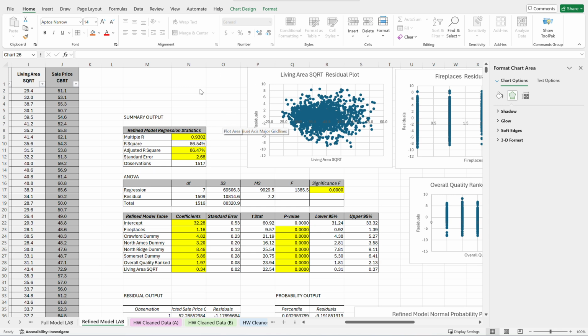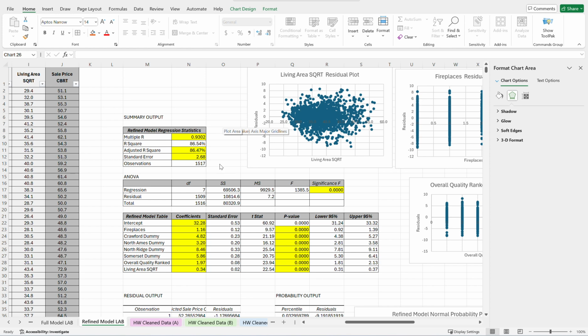In this video, we're going to learn how to take the information from our refined model and use it to make a prediction on unseen data. So in the video before this, we assessed the output of the model. We made sure that our coefficients made sense. We made sure that our p-values were less than 0.05.